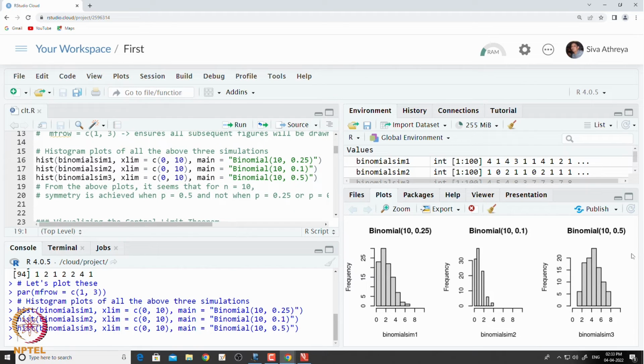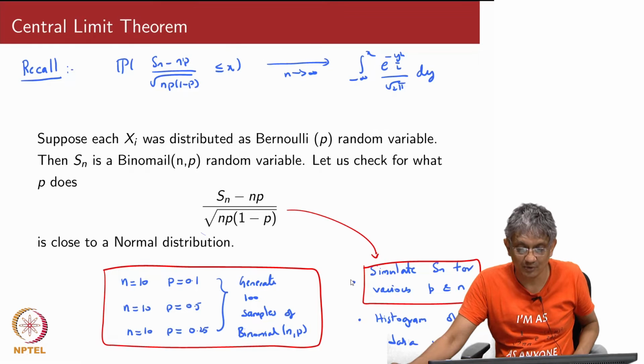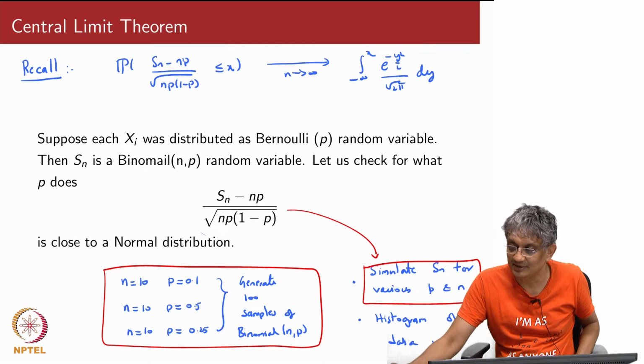Very nice. So 10, 0.5 is kind of symmetrical, and you could think of it as a shifted normal in some sense. The mean is around 10 times 0.5, which is 5, and the variance is reasonably defined. From the plot it seems that symmetry is achieved for n equal to 10 and p equal to 0.5, not p equal to 0.25 and 0.1. So let me go back to the slide and summarize this.